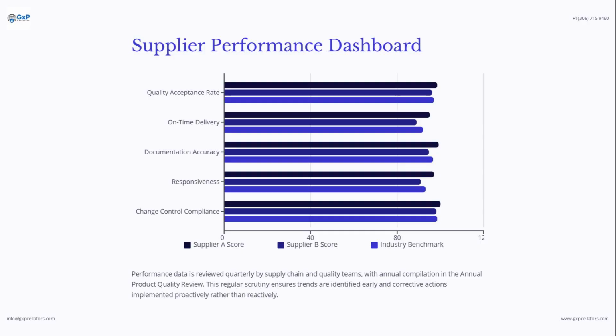The Supplier Performance Dashboard provides a comprehensive view of key metrics such as quality acceptance rate, on-time delivery, and documentation accuracy. By comparing supplier scores with industry benchmarks, organizations can proactively identify areas for improvement and ensure compliance with quality standards.